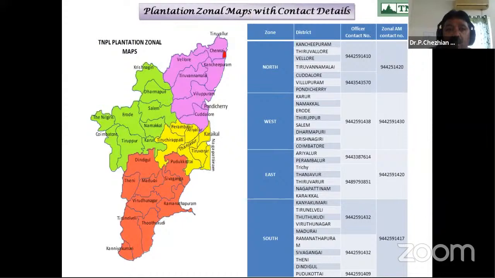This is our operation area. We have 4 zones: west zone, east zone, north zone, and south zone. In each area we have zone managers and officers. We have field supervisors, and this is our entire setup. We have 3 teams. One is production research, another is field establishment, and another is the procurement team. These 3 teams coordinate with farmers, and we are helping.